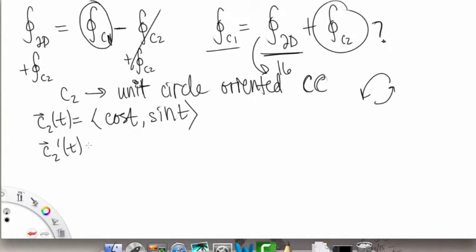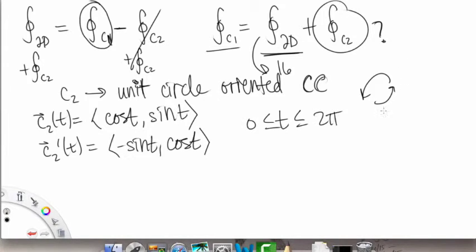So we have C2 prime of t, and this is going to be negative sine t, and then cosine t. And t here, our parameter variable, the bounds for that are going to be 0 to 2 pi, because we want to go all the way around the circle to close the curve.